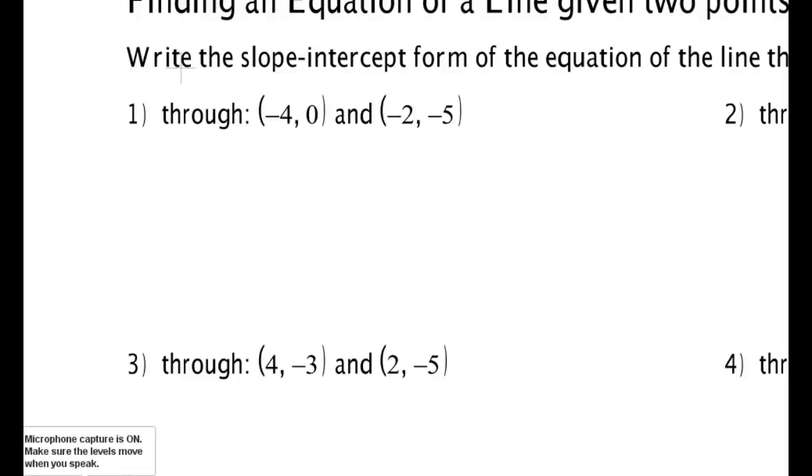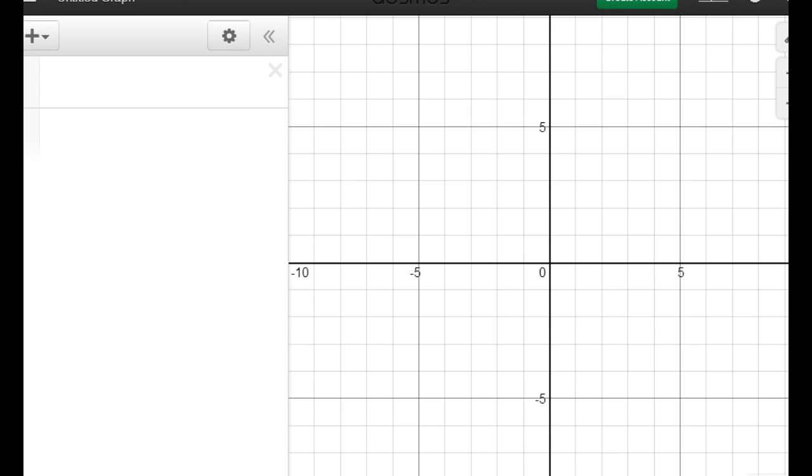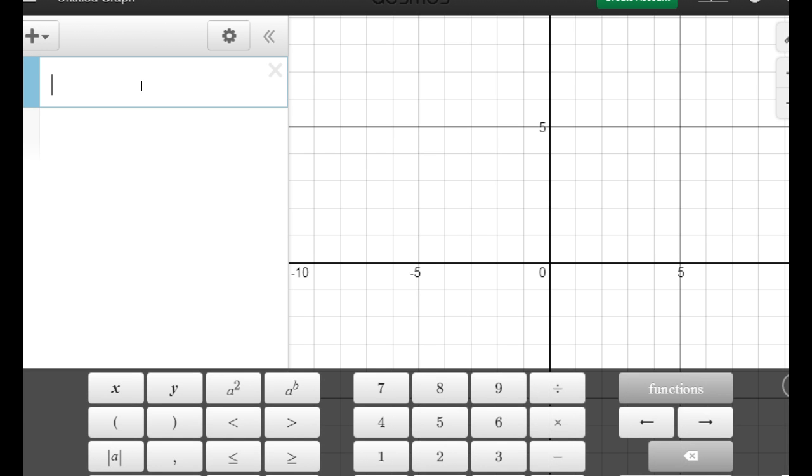Okay, so assignment 7. First thing, if you're using Desmos, here's a good place to start. Go ahead and type in both of your points. So we'll have -4 comma 0 and -2 comma -5 in parentheses.